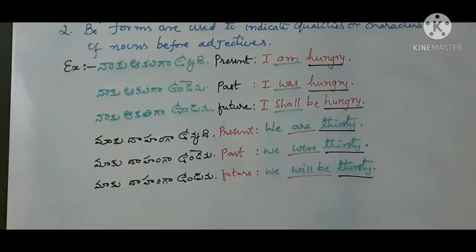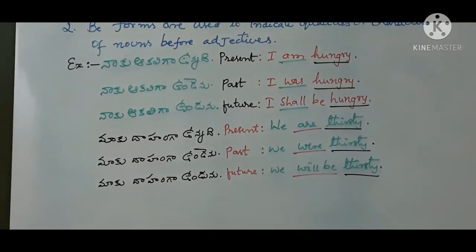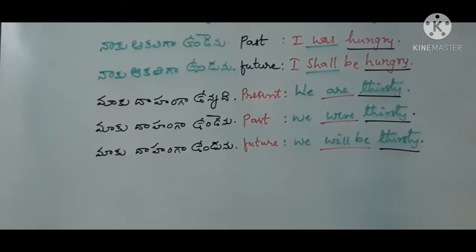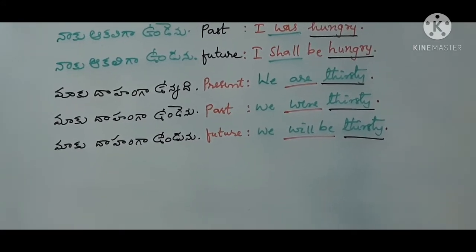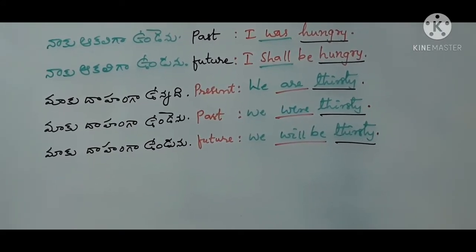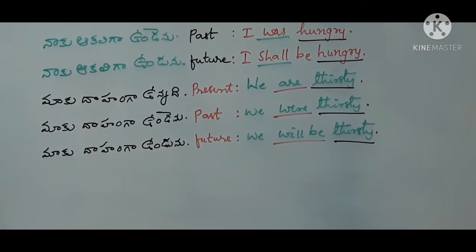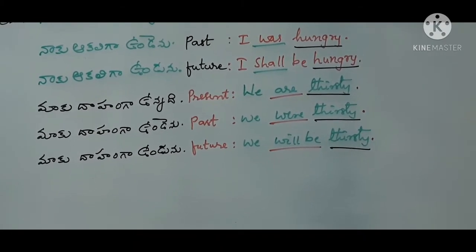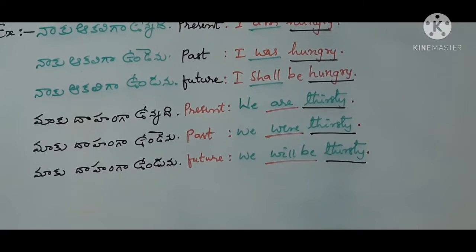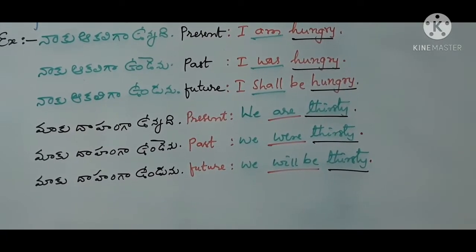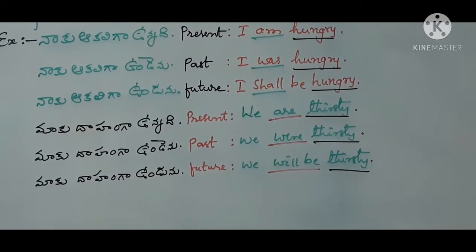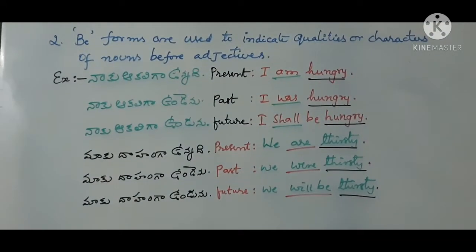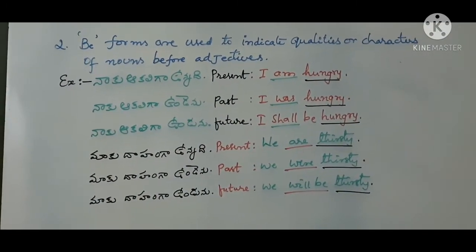Let us see the second one. 'Maaku dahamga unnadi. Maaku dahamga undenu. Maaku dahamga undunu.' These three indicate present, past, future. Let us see an example: we are thirsty, we were thirsty, we will be thirsty. So they are present, past, future, their association with pronouns, and they are used before adjectives. These examples will definitely help you understand the uses of be forms.